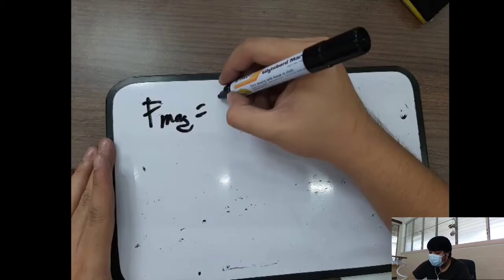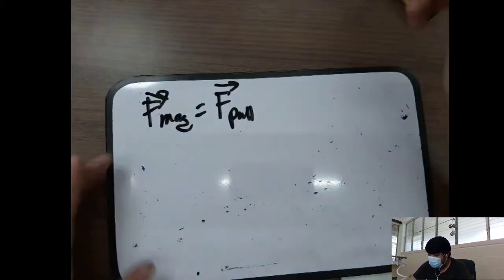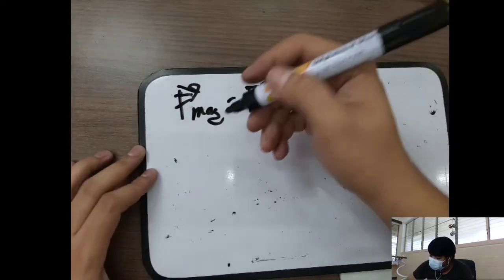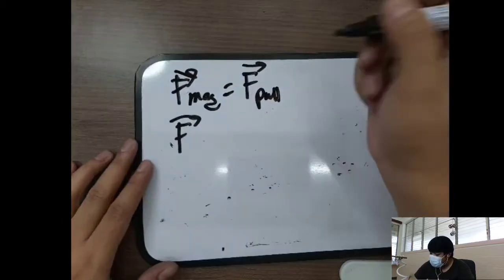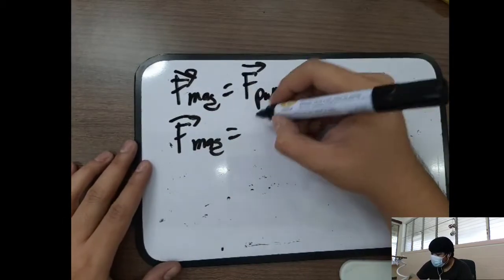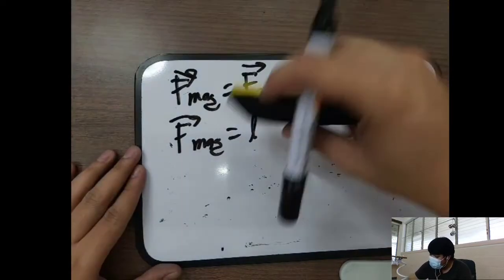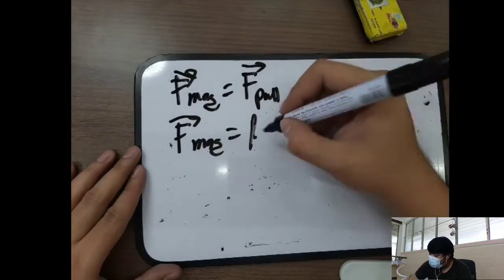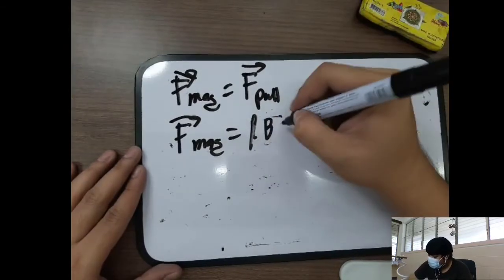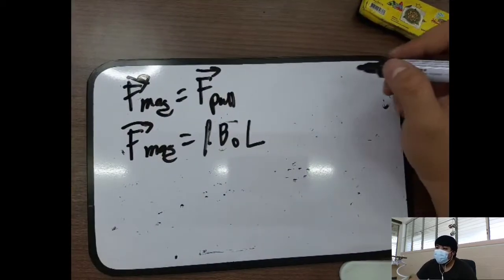Magnetic force is equal to F pull. Now we know from our lessons on magnetic forces that the magnetic force onto a current is equal to the magnitude of the current multiplied by the magnetic field strength and multiplied by the length of the wire that carries the current.